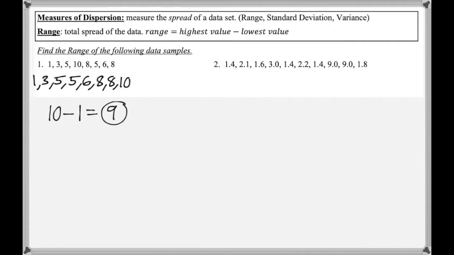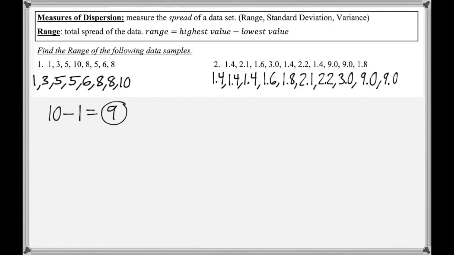On question 2, I need to organize my data, and then to find the range, I want to take the highest value, which is 9, and subtract the lowest value, which is 1.4, and that will get me 7.6. So again, the range measures the total spread of the data. So it's the distance from the lowest value to the highest value.